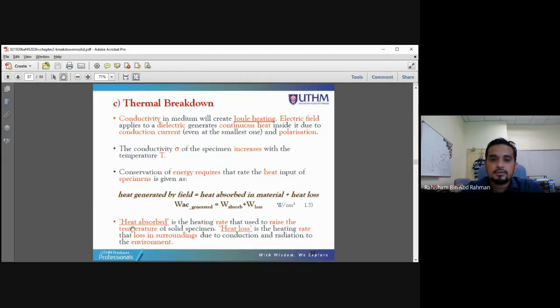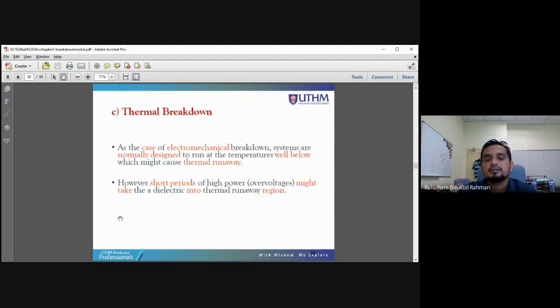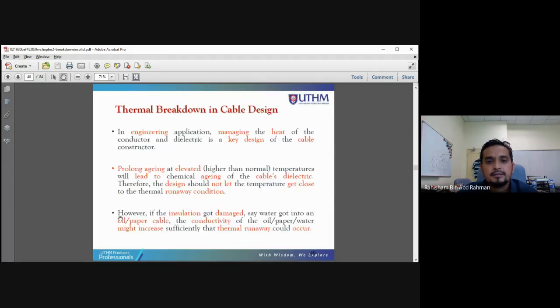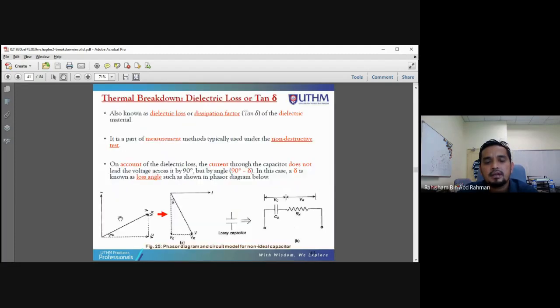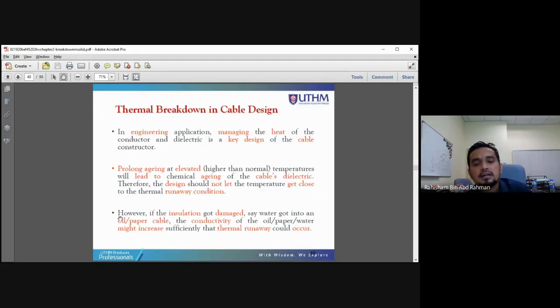All right, next is thermal breakdown. Thermal breakdown is important for an insulator to dissipate heat. For example, in the power transformer, we need to maintain the liquid insulation within a certain temperature level. Thermal breakdown could also happen in the cable, because the constant current conduction within the conductor will cause joule heating, and that may cause a problem to the cable.